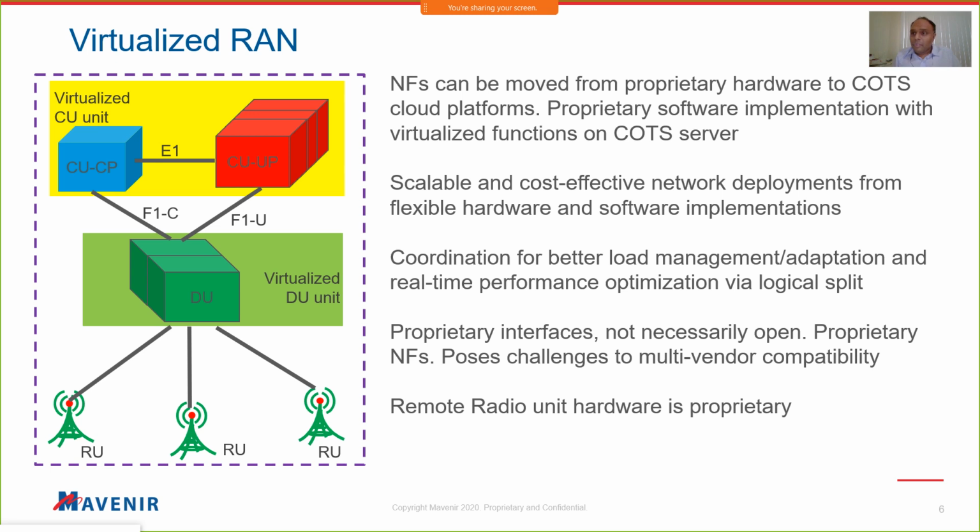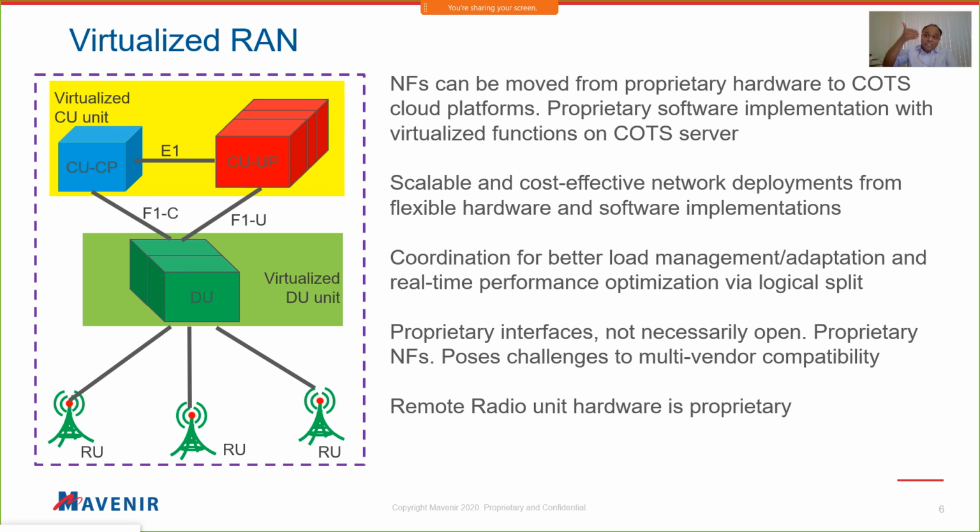It can support a very scalable implementation, and multiple baseband units can be migrated to the centralized cloud with flexible hardware and software implementations. There is better coordination as a result of better load management across these baseband units, better sharing of computational and storage resources, and these coordinations improve performance optimization for meeting certain quality of service guarantees. So the logical split and the virtualized RAN architecture help in the scalable and flexible deployment of the baseband.